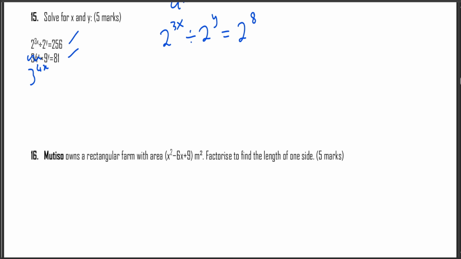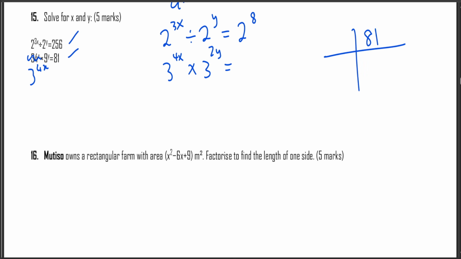Okay, and how about 81? Now 81, write it as a base 3. So this becomes 3 power 4x times 9 power y, which can be written as 3 power squared. Then there's another y there, so because 3 squared gives you 9, 2 times y will give you 2y.